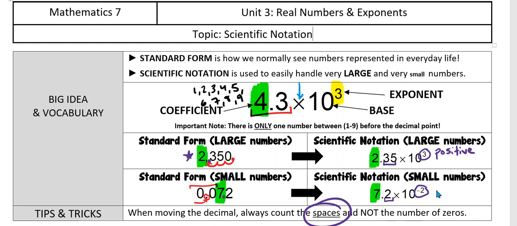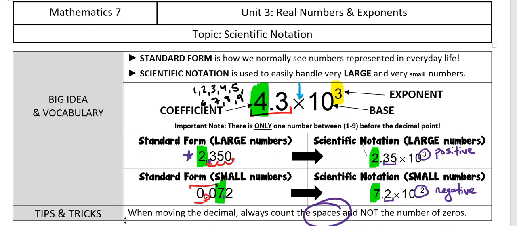And here for a small number, you'll see that we have a negative exponent. So negative exponents don't mean that we're dealing with a negative number, like this is still positive 0.072. It just means that we're going to have a really small decimal. We're actually dividing by 10 that many times when we have that negative exponent.